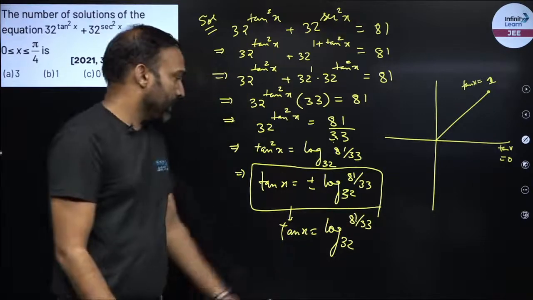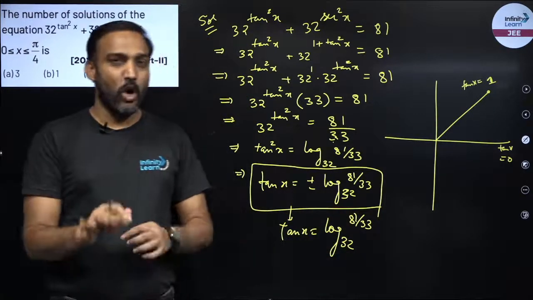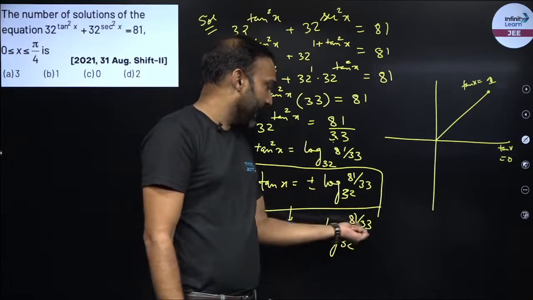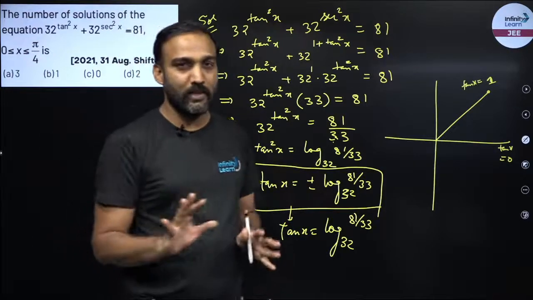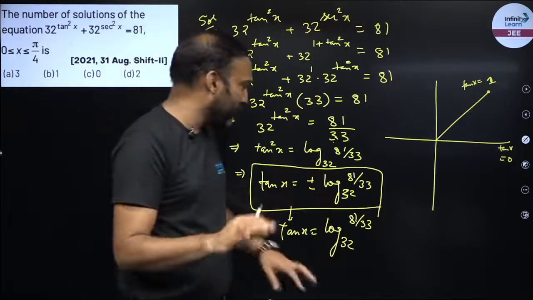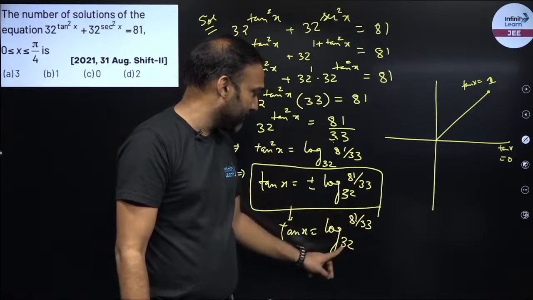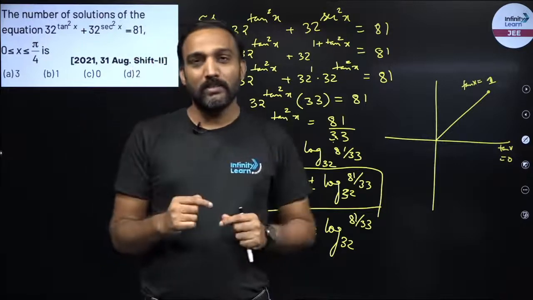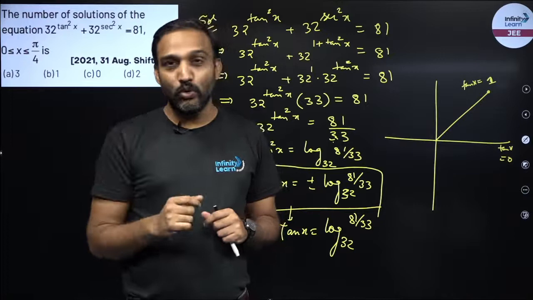Right. Now I have to check whether this value of log is larger than 1 or less than 1, or a fraction. Now see, base is 32. 81 by 33 would be somewhere 2 point something. So let's say this is 2 point something, this is 32. Now log of 2 point something to the base 32 will be equivalent to the power of 32 which will be equal to 2 point something.